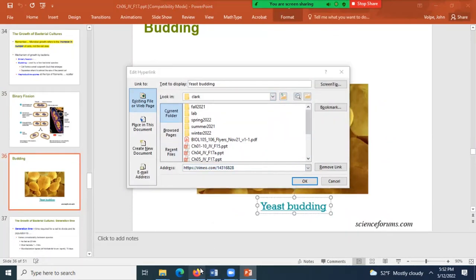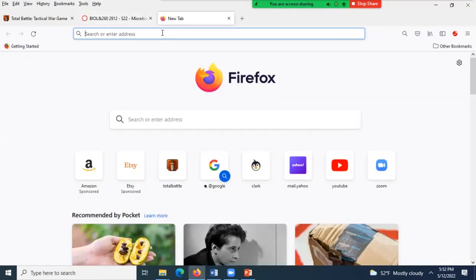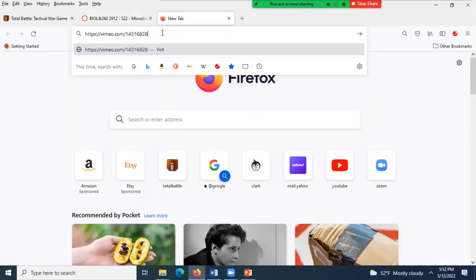I've learned that my link from PowerPoint won't open, so I'm just copying it.